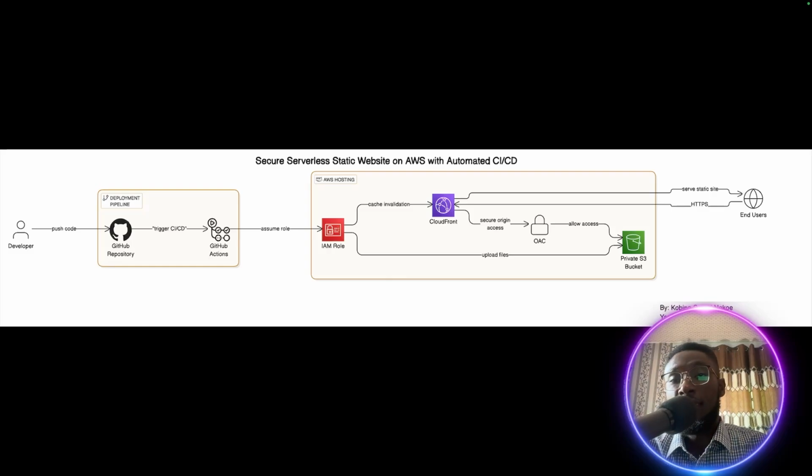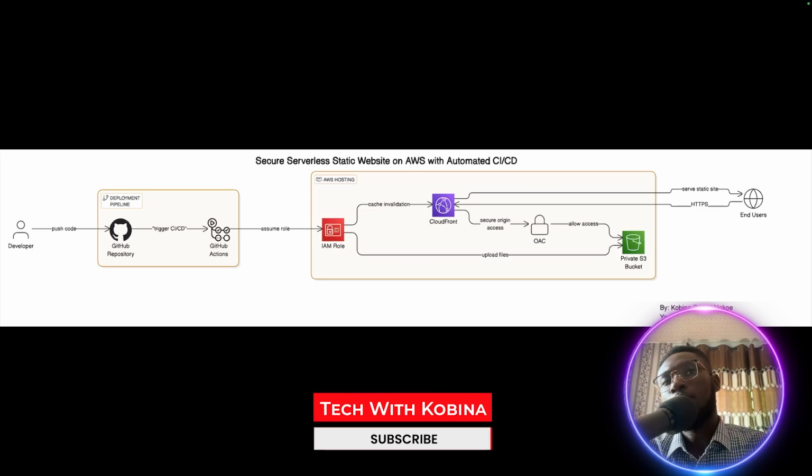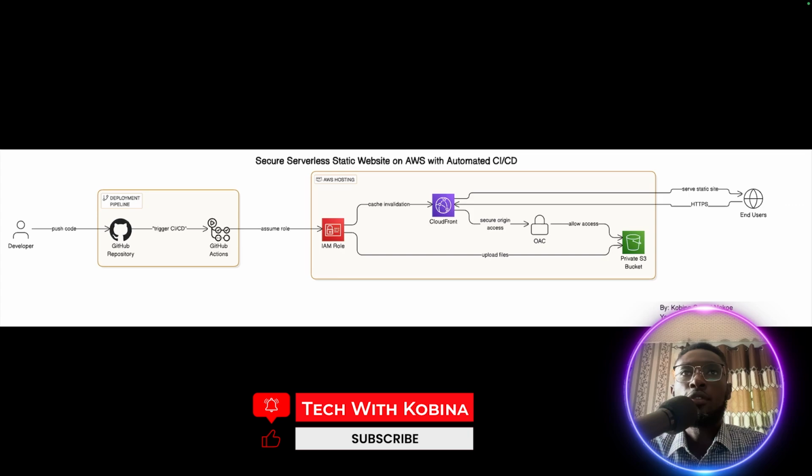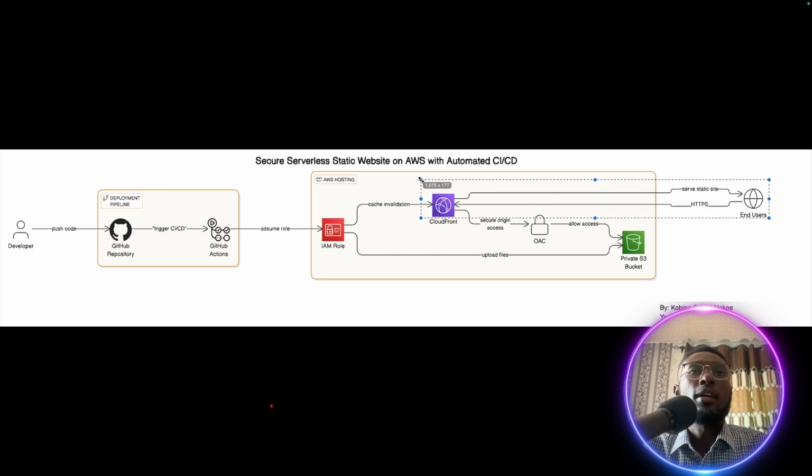My name is Kobina, and in this quick tutorial, we are going to learn how to host a static website on AWS using S3, and then we're going to proceed to front it using CloudFront, which is a content delivery network. So when end users want to access our application, they will be able to access it securely through CloudFront, and CloudFront doesn't just provide secure access; it also reduces latency when you try to access the web application.